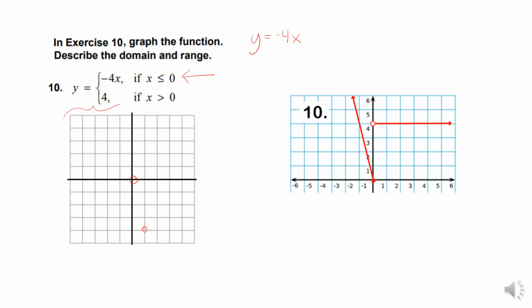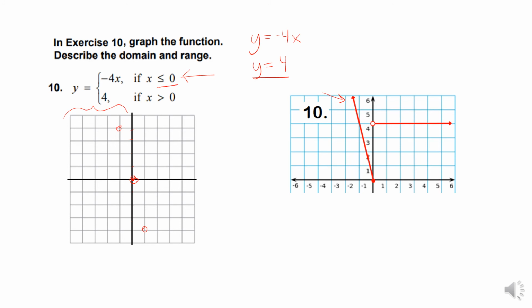But then I've got to look at my domain, and I see that it's only when x is less than or equal to 0. So now I've got to go backwards. I'm going to go up, 2, 3, 4, and back. And that becomes my next point. We see that the domain is x is less than or equal to, so this should be a solid line. And you can see by the line, that's the one I just graphed.